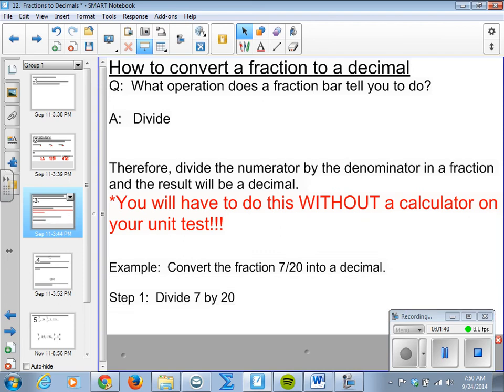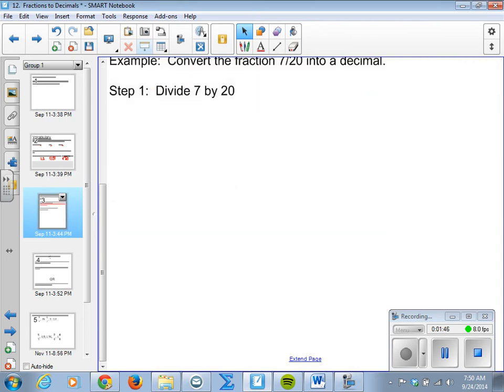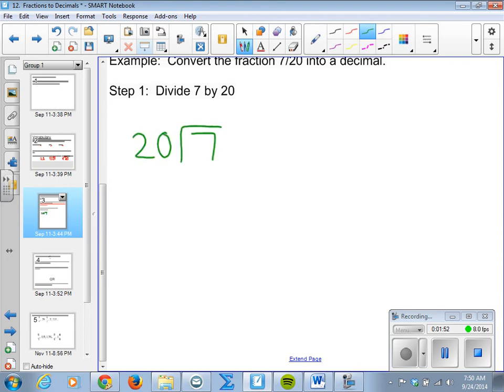So we're going to convert 7/20 into a decimal by dividing 7 by 20. So 7 divided by 20. Remember, 20 can't go into 7, so we need to add a decimal point and a 0 afterwards. Decimal point comes straight up. 20 goes into 70 3 times. Remember, by adding the 0, we're not changing the value of 7, just the way it looks.